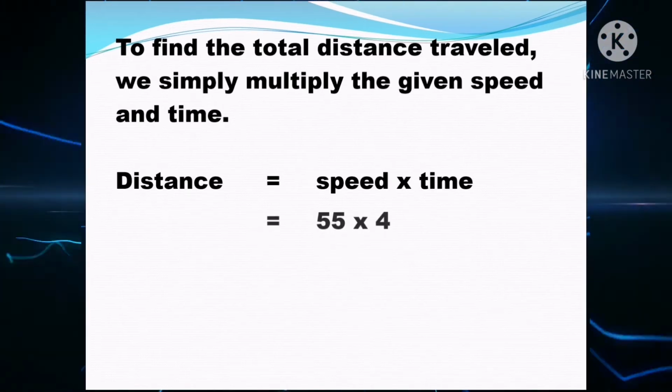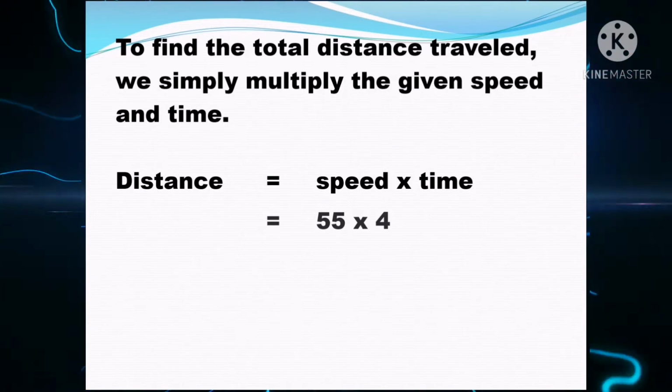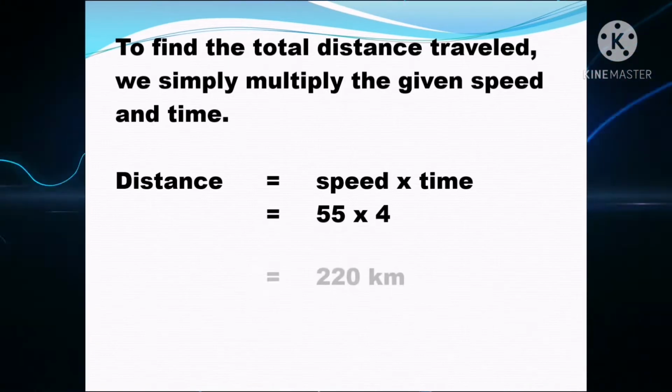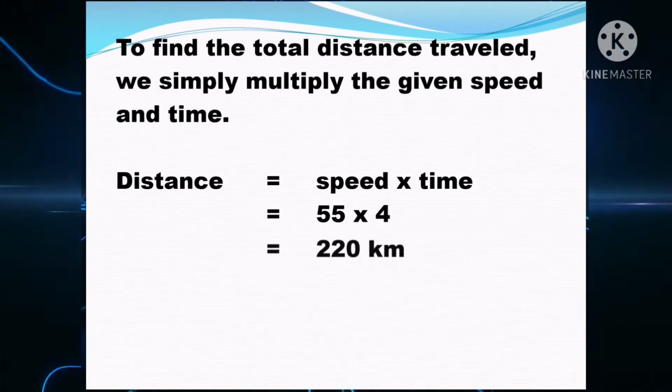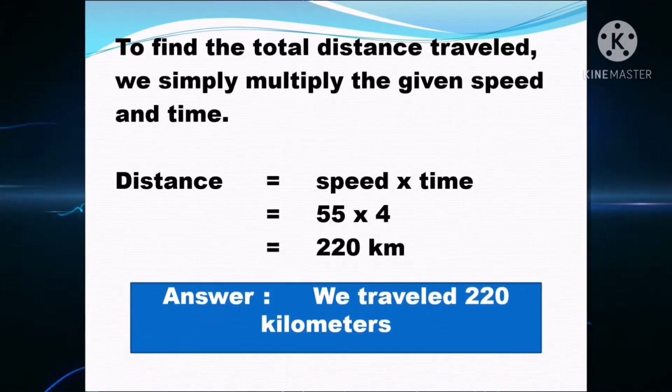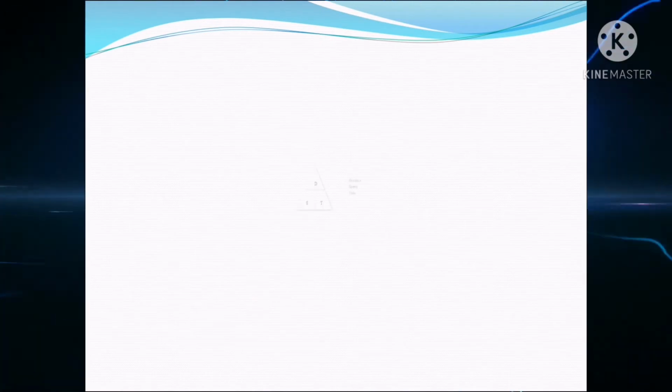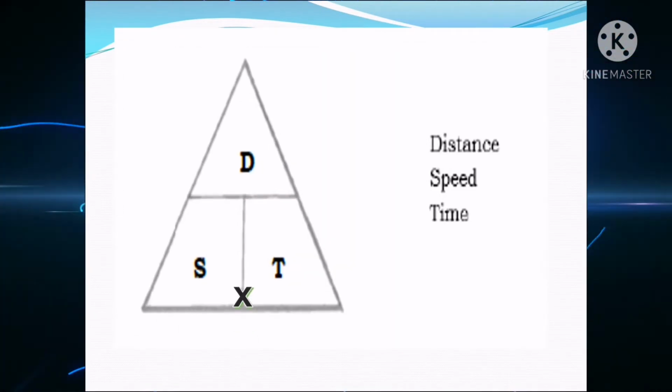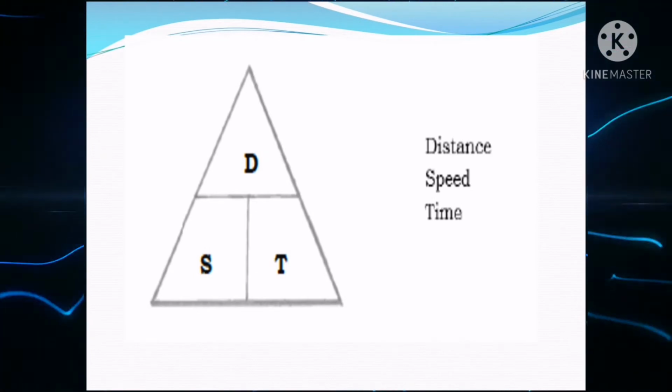Then we are going to substitute the values for speed and time. So for our speed, we have 55 kilometers per hour. And for our time, we have 4 hours. So 55 times 4 is equal to 220 kilometers. So we have traveled 220 kilometers.